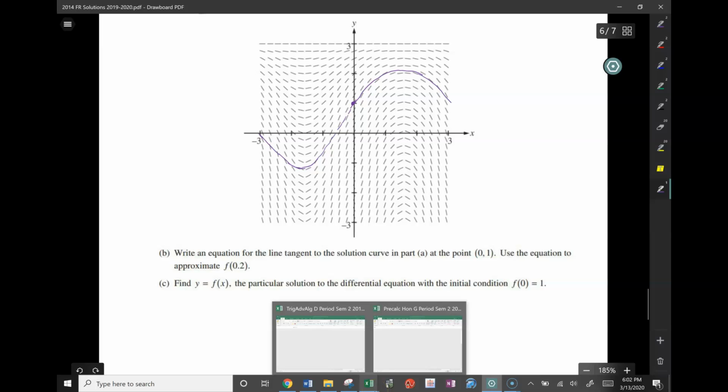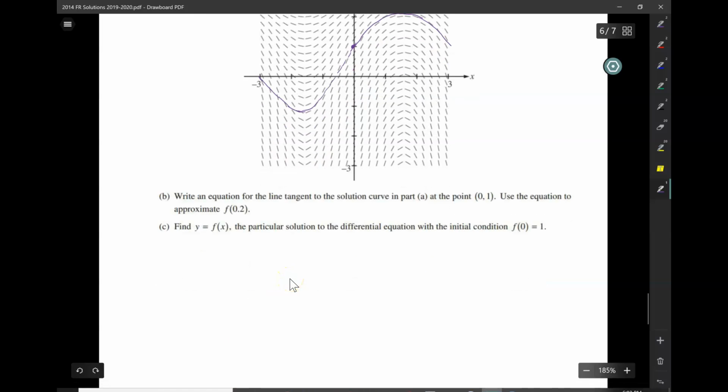All right, so next it says write an equation for the line tangent to the solution curve in part A at the point (0, 1). Use the approximation to approximate f of 0.2. So this is linearization again. So what we need for part B is first we need the slope. So that's dy/dx evaluated at (0, 1).